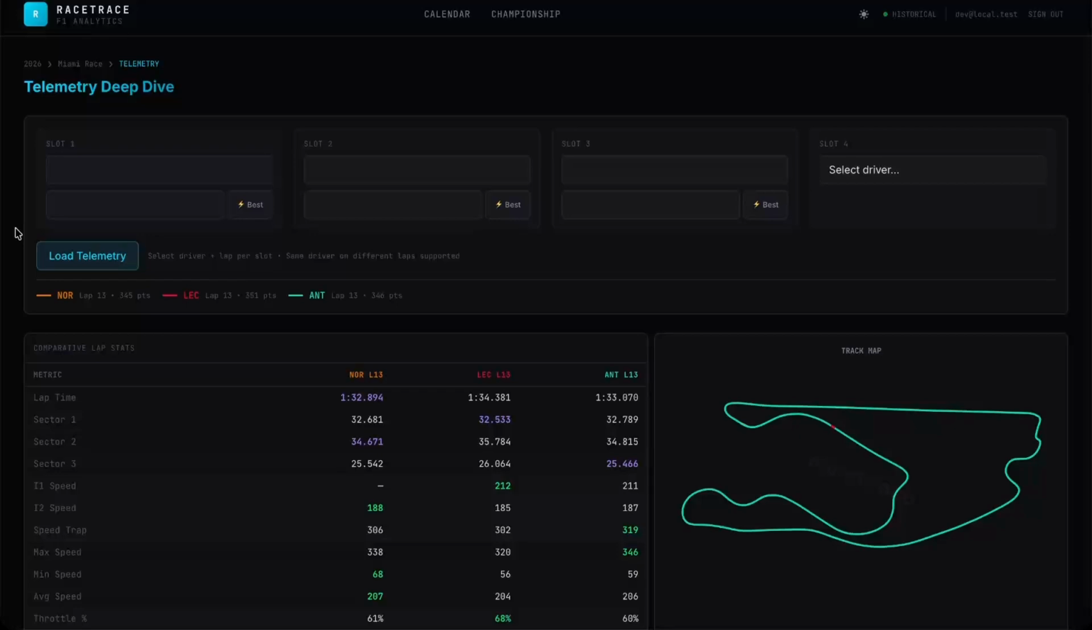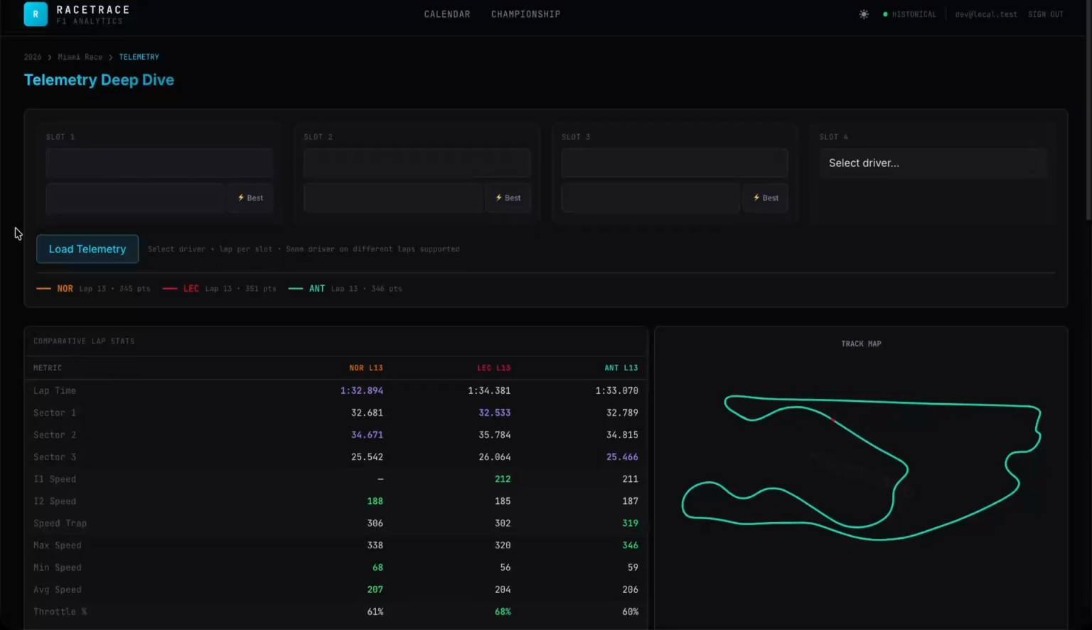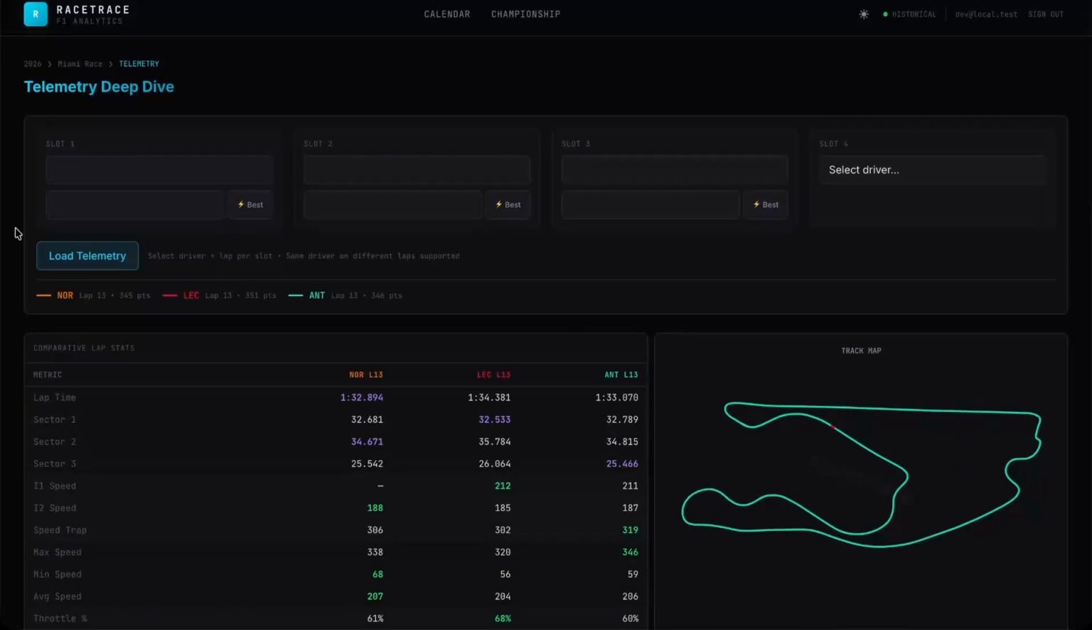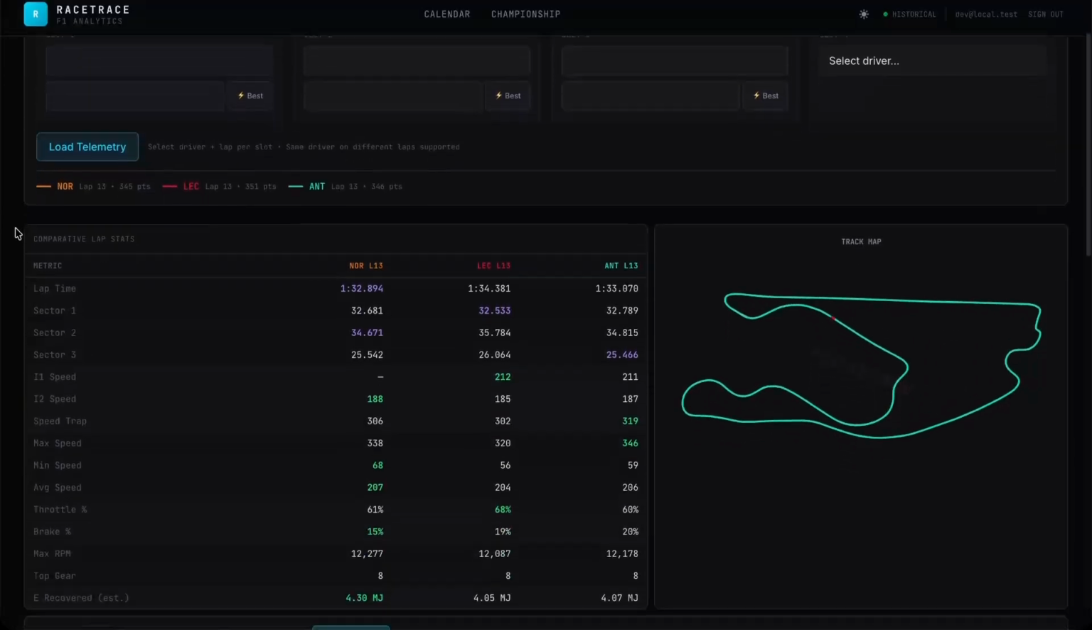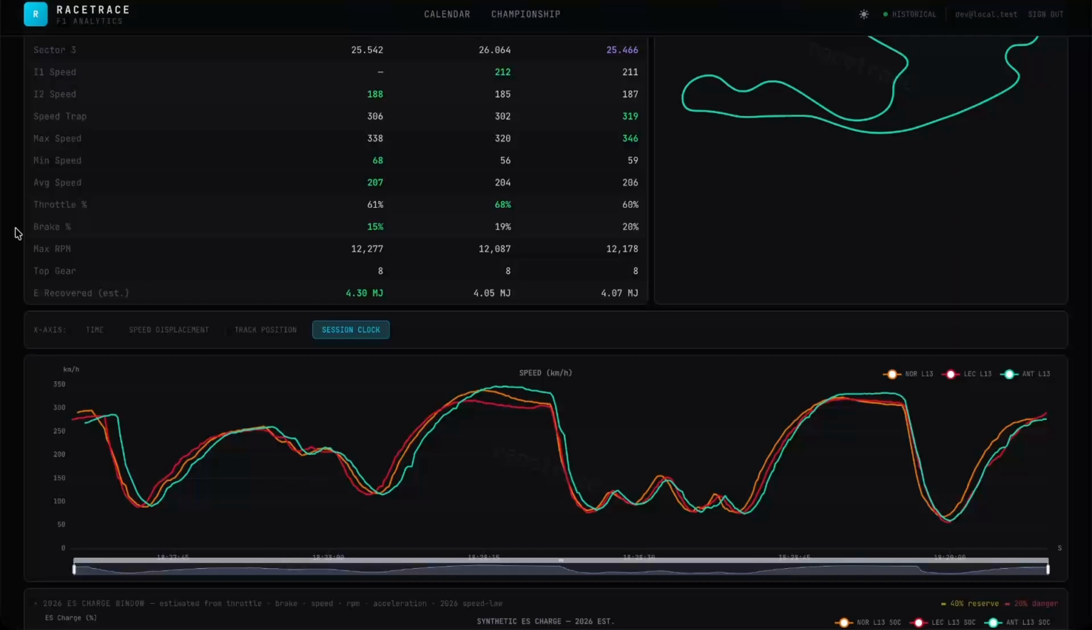You can stack the data for up to 4 different drivers when you want to compare a more interesting battle. For example, Norris versus Leclerc versus Antonelli on lap 13. You can see the clear differentiation between the drivers' approaches and what they have access to with their cars and with the strategy modes.